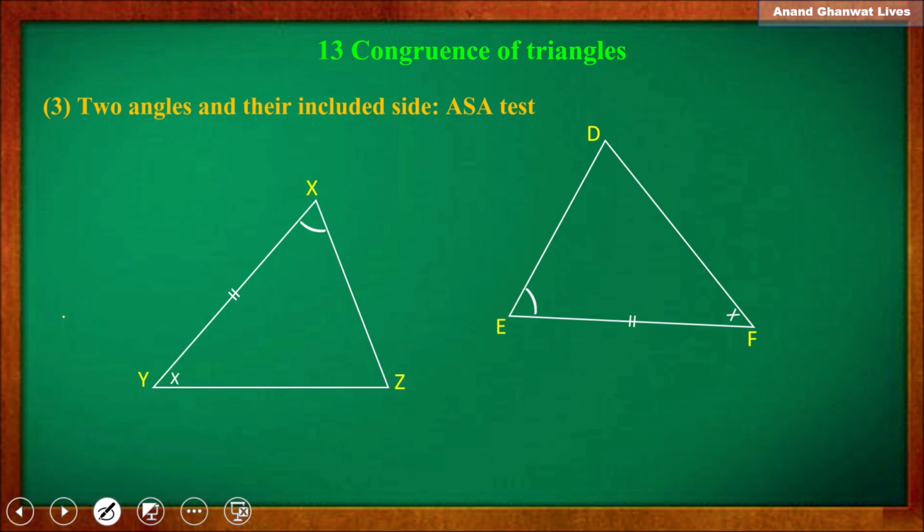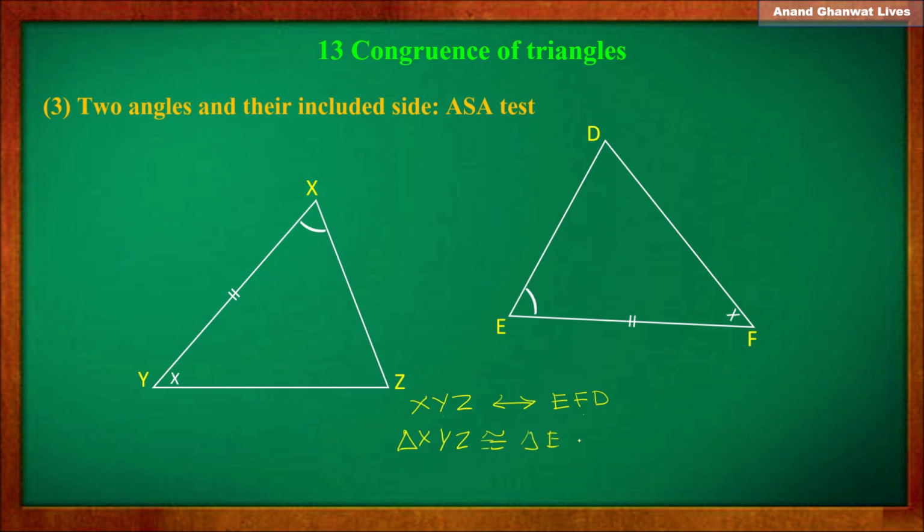Write down the correspondence of congruence. XYZ is one-to-one correspondence with. Angle X is congruent with angle E, so write here E. Angle Y is in correspondence with angle F, so write here F, and the remaining point, that is D, is here. So XYZ is one-to-one correspondence with EFD. Now observe that segment XY is congruent with segment EF. Okay, therefore triangle XYZ is congruent with triangle EFD.